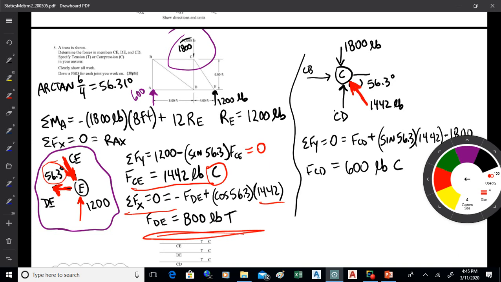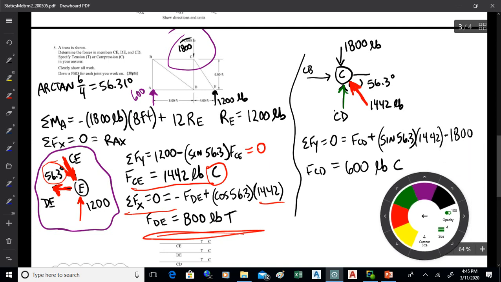Then I want to get CD, so I do a sum of Fy equation. CD up, positive. Sine of 56.3 times 1442 up, that's positive, and then minus 1800 down because it's negative. So those things are in balance. The sum of those is 0, just the y components. So you just work that out. You can solve for the one unknown, which is CD. It works out to be 600 compression.